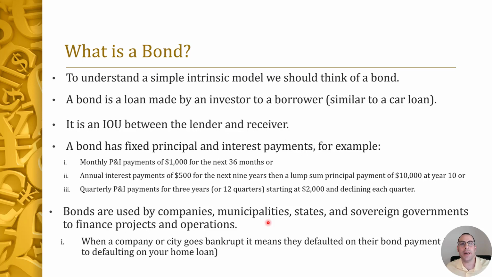It's the same way as a company goes bankrupt. They default on their bond payments. Pretty much the definition of bankruptcy is defaulting on your bond payment. The same way you go bankrupt. If you stop paying your mortgage, you may be forced into bankruptcy.